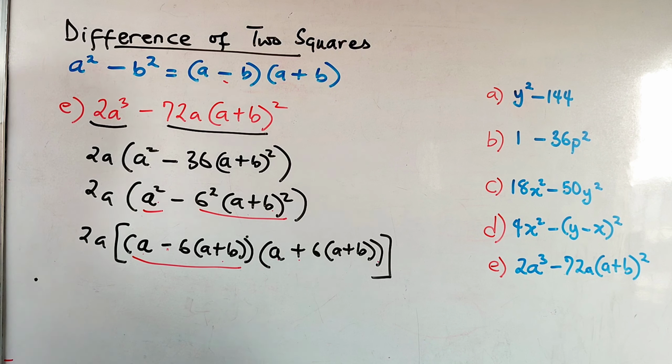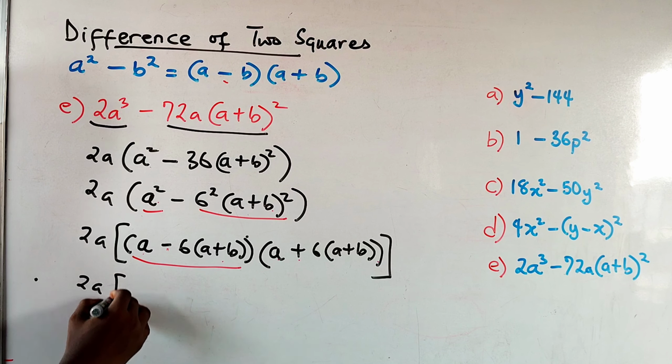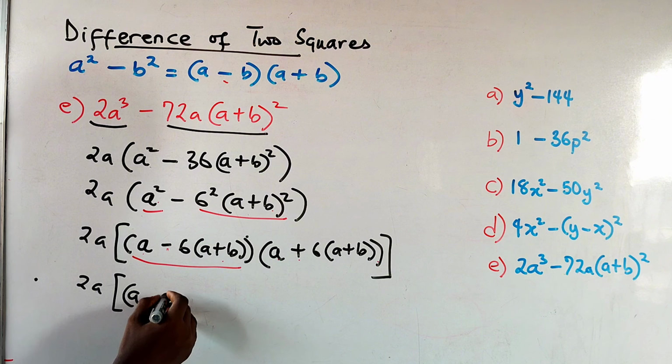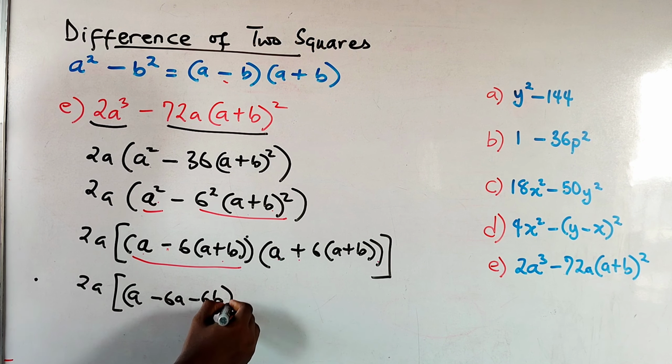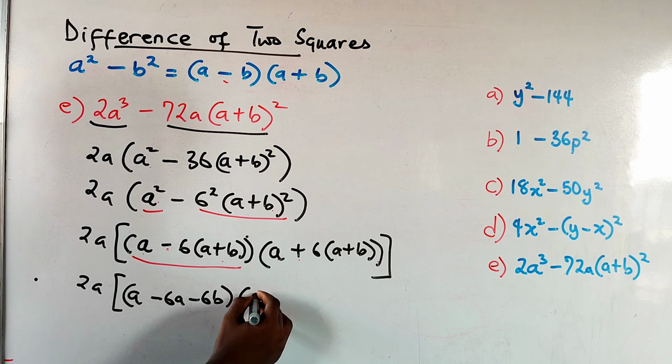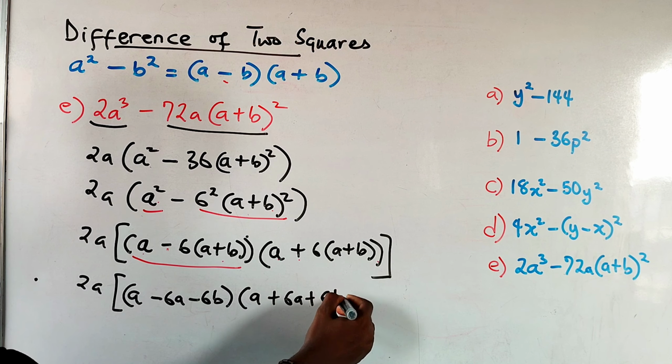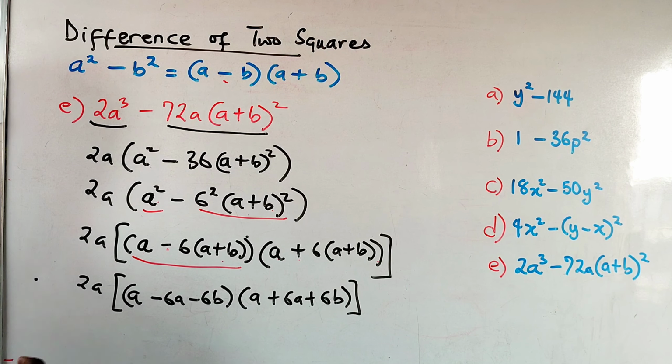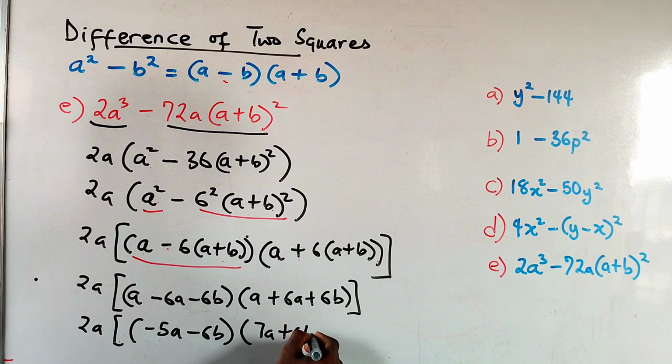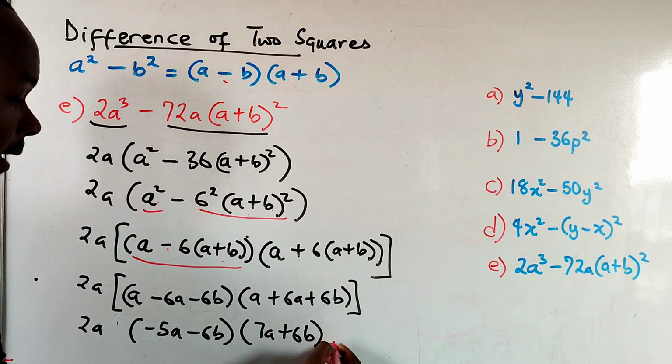All right, let's expand and see. So you have 2a, (a minus 6a minus 6b). I'm opening this bracket, then (a plus 6a plus 6b). Okay, so I think there's still some work to be done. So I have a minus 6a is minus 5a, and I have minus 6b here. Then I have 7a plus 6b. Okay, so this is your final answer. Get rid of this, not necessary. Yeah, this is the final answer.